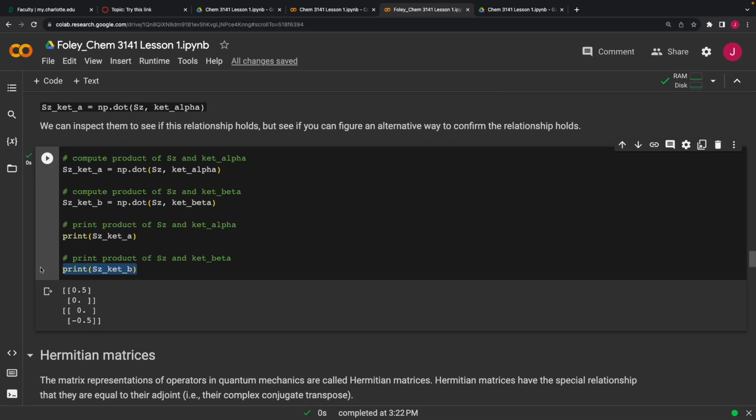SZ ket beta, right? Let's just really quickly do that. SZ hat, the operator, acting on ket chi beta, is equal to minus h bar over 2 ket chi beta, and the matrix vector representation would therefore be equal to minus h bar over 2 times (0, 1), which is equal to (0, minus 0.5). Okay.